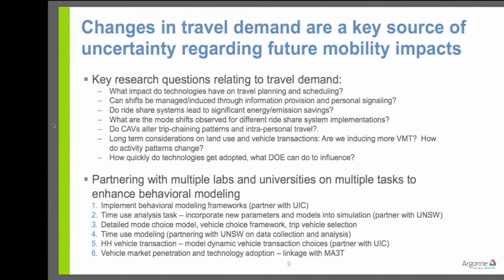So some of the questions we want to focus on in terms of the behavioral space are: what impact do these technologies have on travel planning and scheduling? Can these shifts be managed or induced through information provision and personal signaling? So can we share information to control how individuals make decisions? What are the impacts that ride sharing, autonomous vehicle systems, and mode shifting are going to have on energy use? And then how do all of these considerations play into long-term choices such as land use and vehicle transactions? And most importantly, from our sponsor perspective, what can DOE do to influence these decisions for energy optimality? So it's a wide-ranging project partnering with a number of other labs and universities to look at these topics. Next slide.